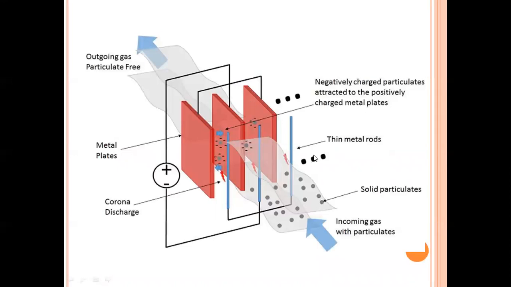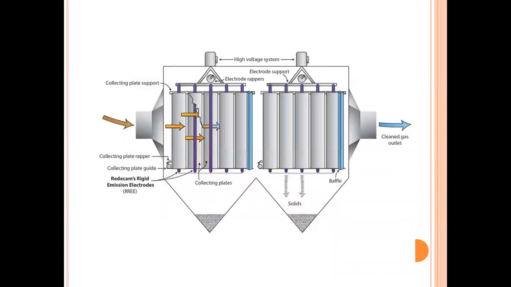In the electrostatic precipitator, see here, these are the incoming gases, these are metal plates. Negatively charged particles are attracted to the positively charged metal plate, and thin metal rods capture solid particulates. See, this is the positively charged metal plate. So this is the electrostatic precipitator.